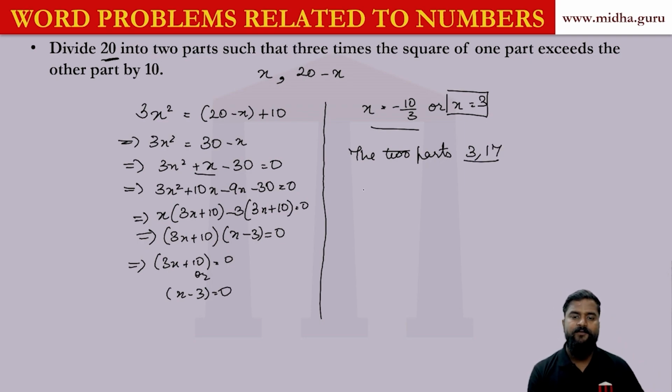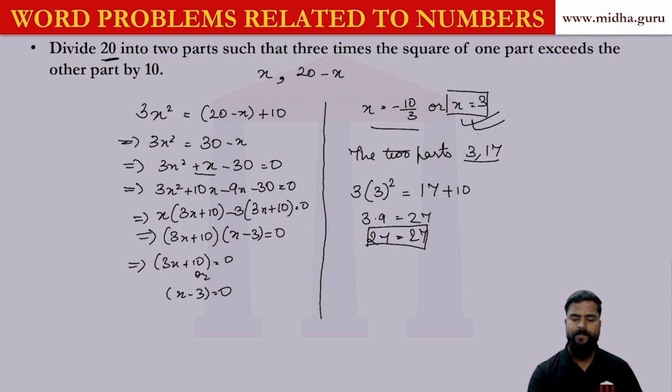You want to check? We'll see it says that 3 times the square of one part. Let's take the square of 3. So 3 times the square of 3 will be equal to the second part, that is 17, increased by 10. We know that 3 squared is 9. So 3 into 9 on this side is 27. And we'll see 3 into 9 is also 27. And since this condition is satisfied, we can say that this is the correct answer.